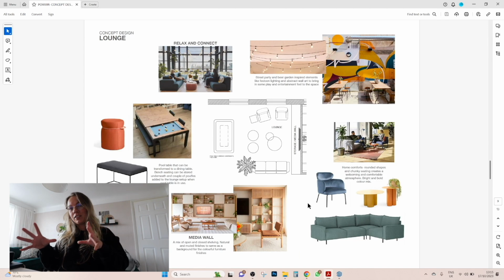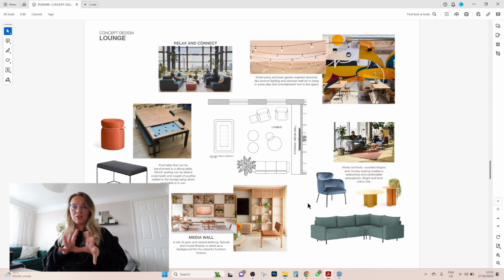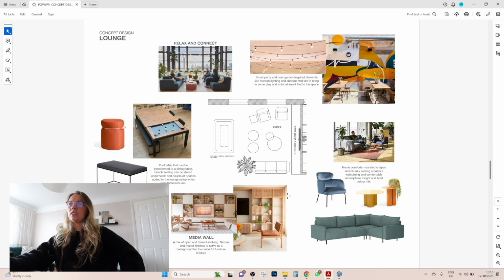Then moving on to the lounge. The reception is supposed to be quite toned down and neutral, then the lounge is where the liveliness is, where we want people to feel comfortable, relaxed, entertained, and connected to everyone. That's where we bring in the colors, quite happy colors, vibrant oranges, blues and yellows, and that sort of fun stuff.